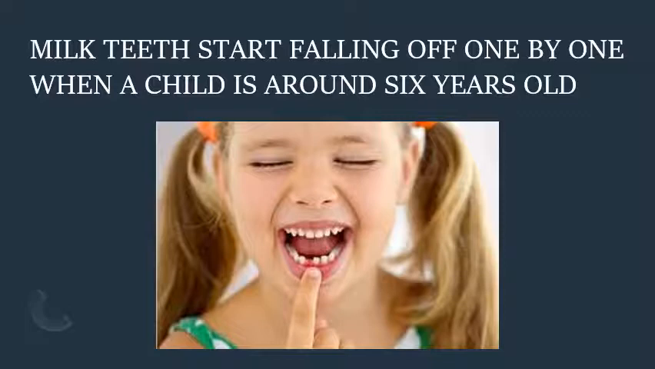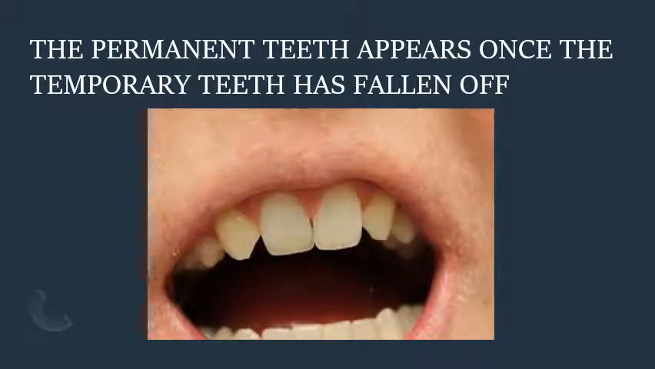The teeth are already present inside your jaws. The permanent teeth will push out the temporary teeth, and the permanent teeth will come out once you are 6 years old. Now, 5 to 6 years. This year or the next year, the teeth will start falling off and the new set of teeth will start growing. That new set of teeth is called the permanent teeth. The permanent teeth appear once the temporary teeth have fallen off.